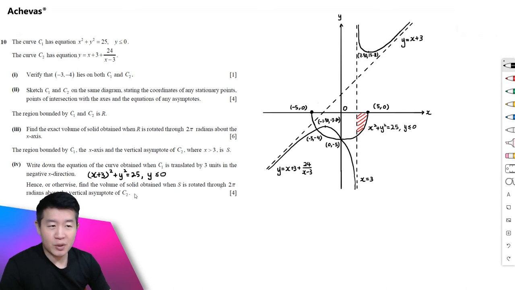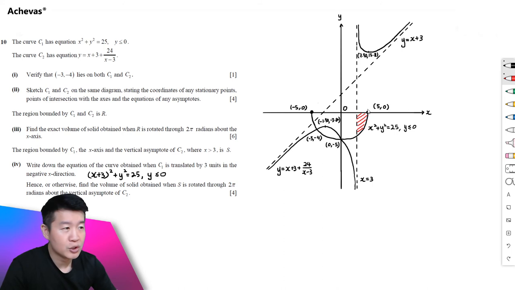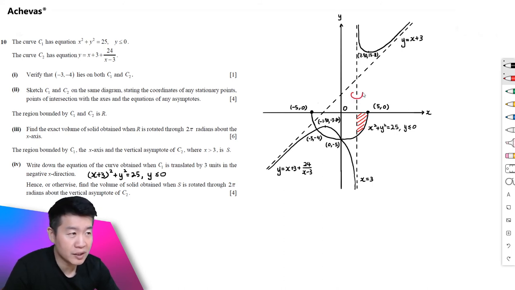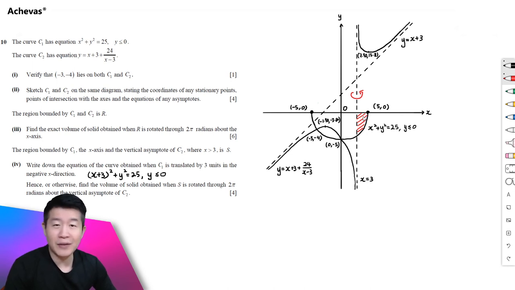And the next part of the question is asking for this region S to be rotated by 2 pi about the vertical asymptote of C2. So this region here is going to be rotated about x is equal to 3. And we don't have any formula that can help us to find the volume that is generated when a region is rotated about any axis that is not the x or y axis. The formula only allows us to rotate regions about the x or the y axis. Okay, only the x or the y axis.